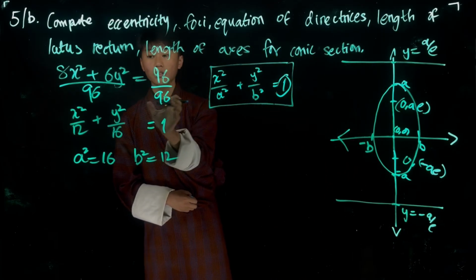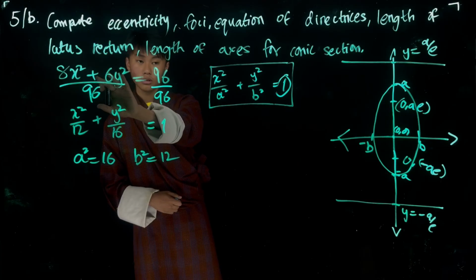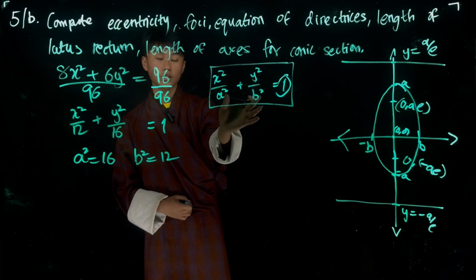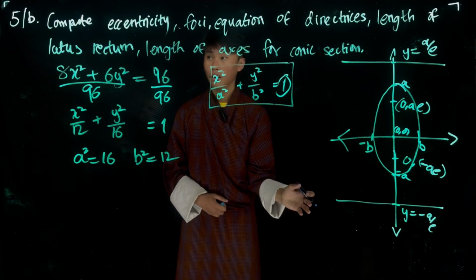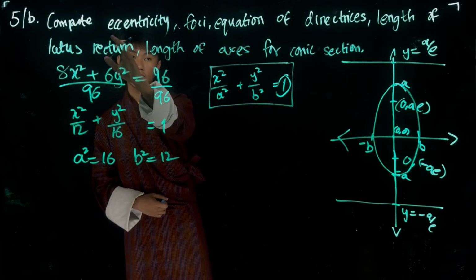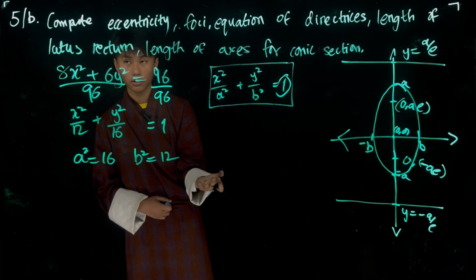So simply by converting your equation to match the standard equation of the ellipse, you are able to visualize what your ellipse will look like. Now we are free to compute the eccentricity, foci, directrices, and everything.